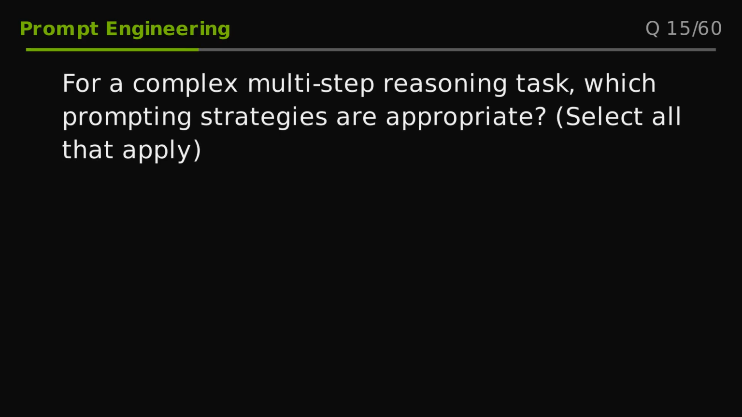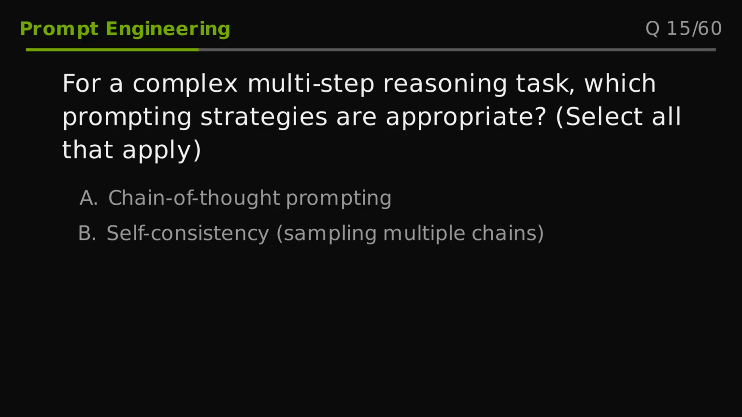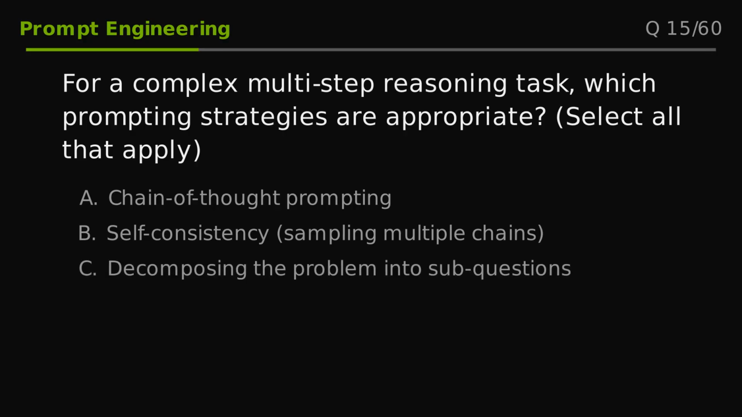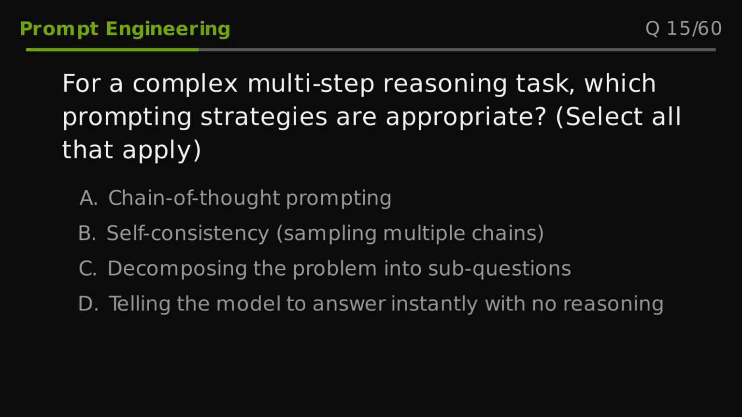Question 15. For a complex multi-step reasoning task, which prompting strategies are appropriate? Select all that apply. Option A. Chain of thought prompting. Option B. Self-consistency sampling multiple chains. Option C. Decomposing the problem into sub-questions. Option D. Telling the model to answer instantly with no reasoning.